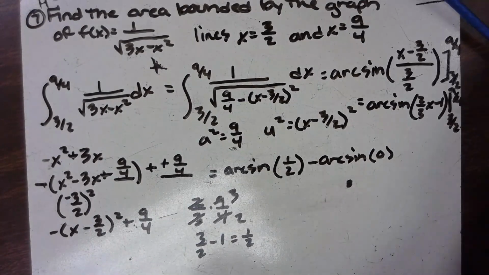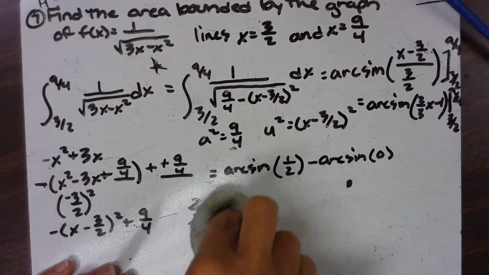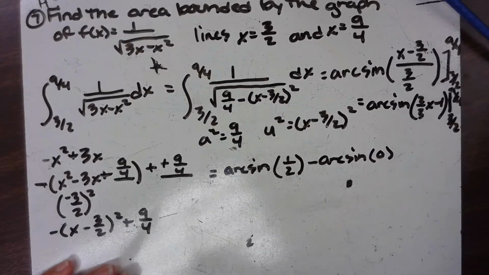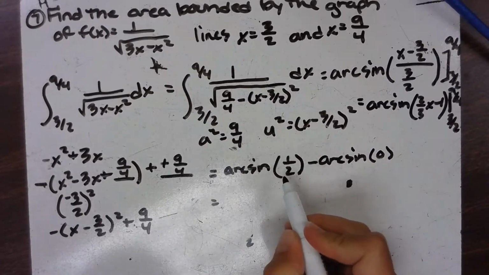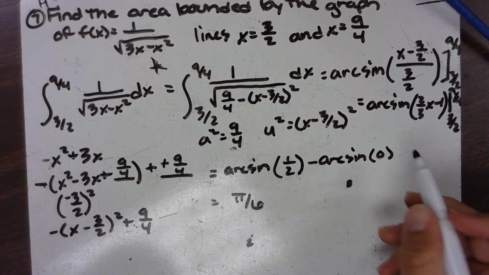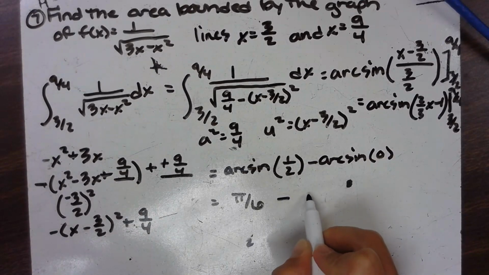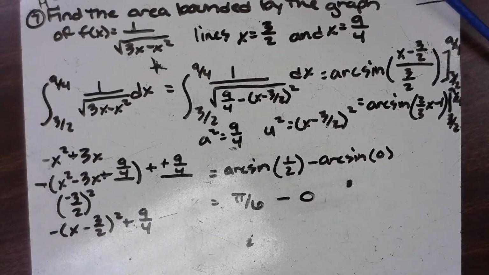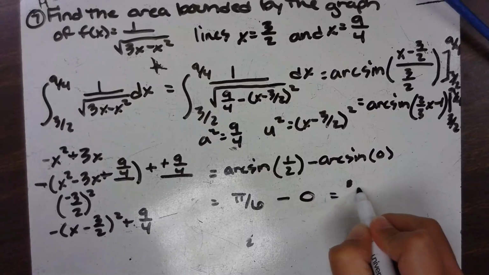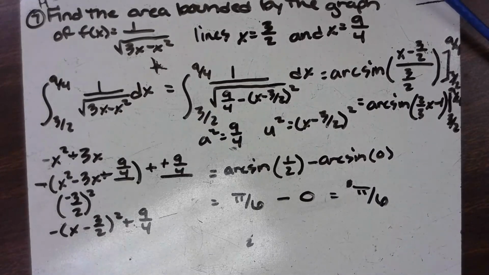Remember arc sine. You've got to think, okay, when is sine 1/2? Sine is 1/2 at pi over 6. And when is sine 0? Sine is 0 at 0. So this ultimately equals pi over 6.